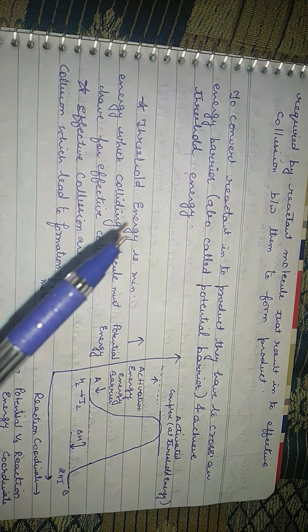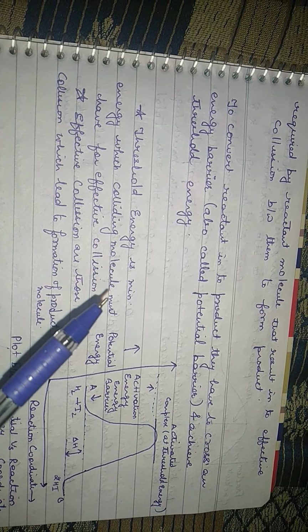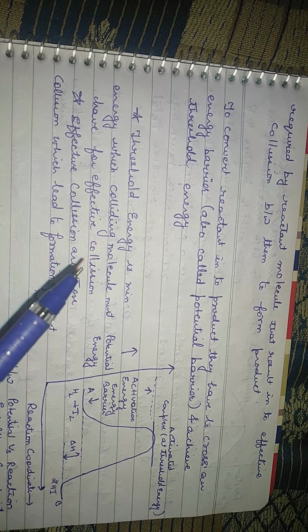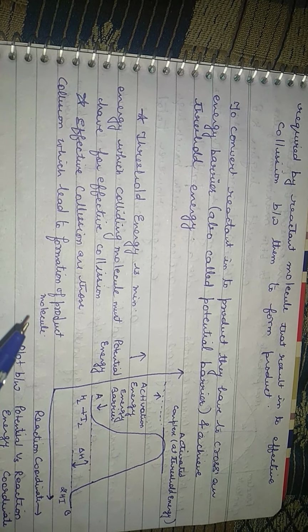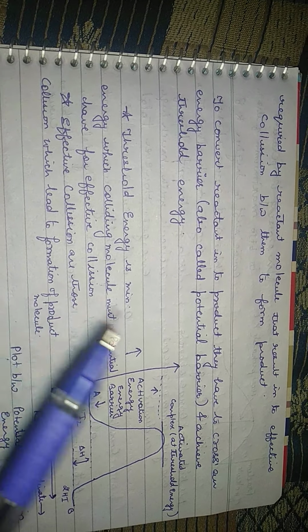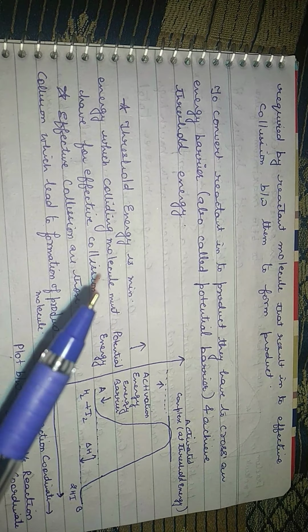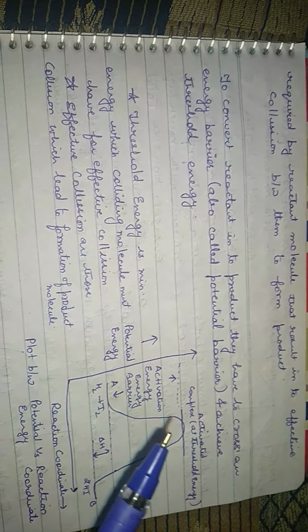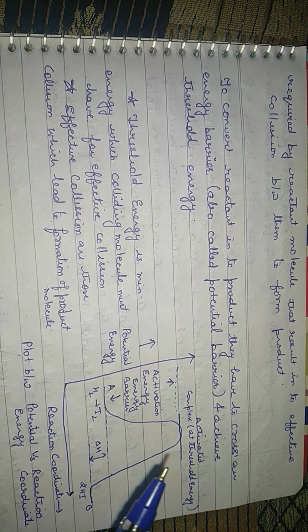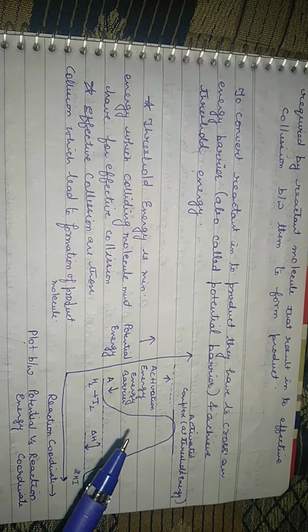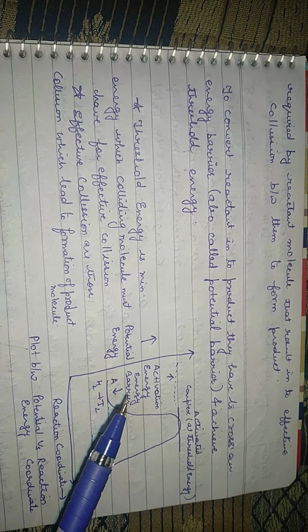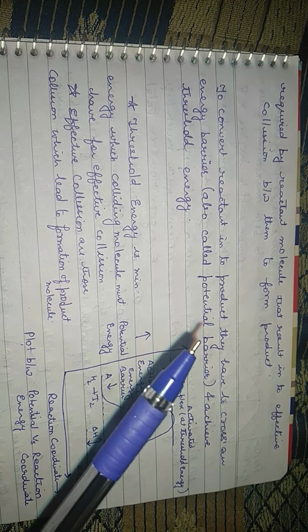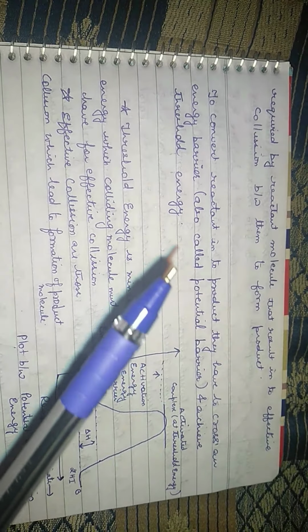Here two important points are given. First, the threshold energy is the minimum energy which colliding molecules must have for an effective collision. Secondly, effective collisions are those collisions which lead to the formation of a product. So hope you can understand that threshold energy is the minimum energy required by the reactant to cross the barrier and form the product. This is the plot between the potential energy and the reaction coordinate.